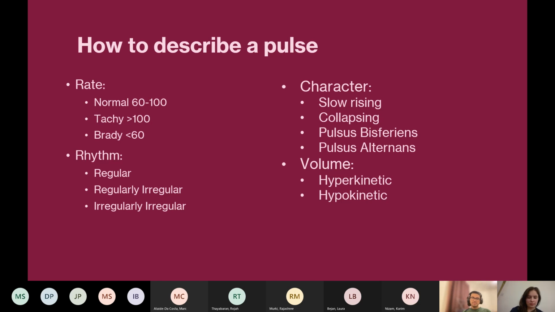How do you describe character? Can you give me a few descriptors for the character of a pulse? These are particularly important for AV block and valvular disease. Thready is more to do with volume. Yeah, thready is like a weak, low volume pulse. Rising, falling. So it's not rising, it's slow rising. Okay, and falling.